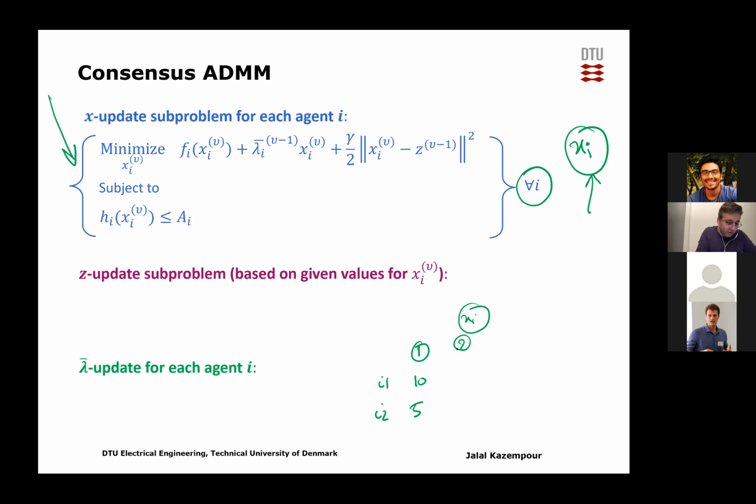So for example, in iteration 1, if we have 2 agents, i1 and i2, their optimal values for xi could be, I don't know, 10 and 5. It's not okay. Then we go to iteration 2. Then both of them are compromising. Maybe this goes to 9, this goes to 6. And we continue these iterations till both of them reach, for example, xi equal to 7. And here we converge to a common agreement on variable xi, which is now equal to x. Is it clear?